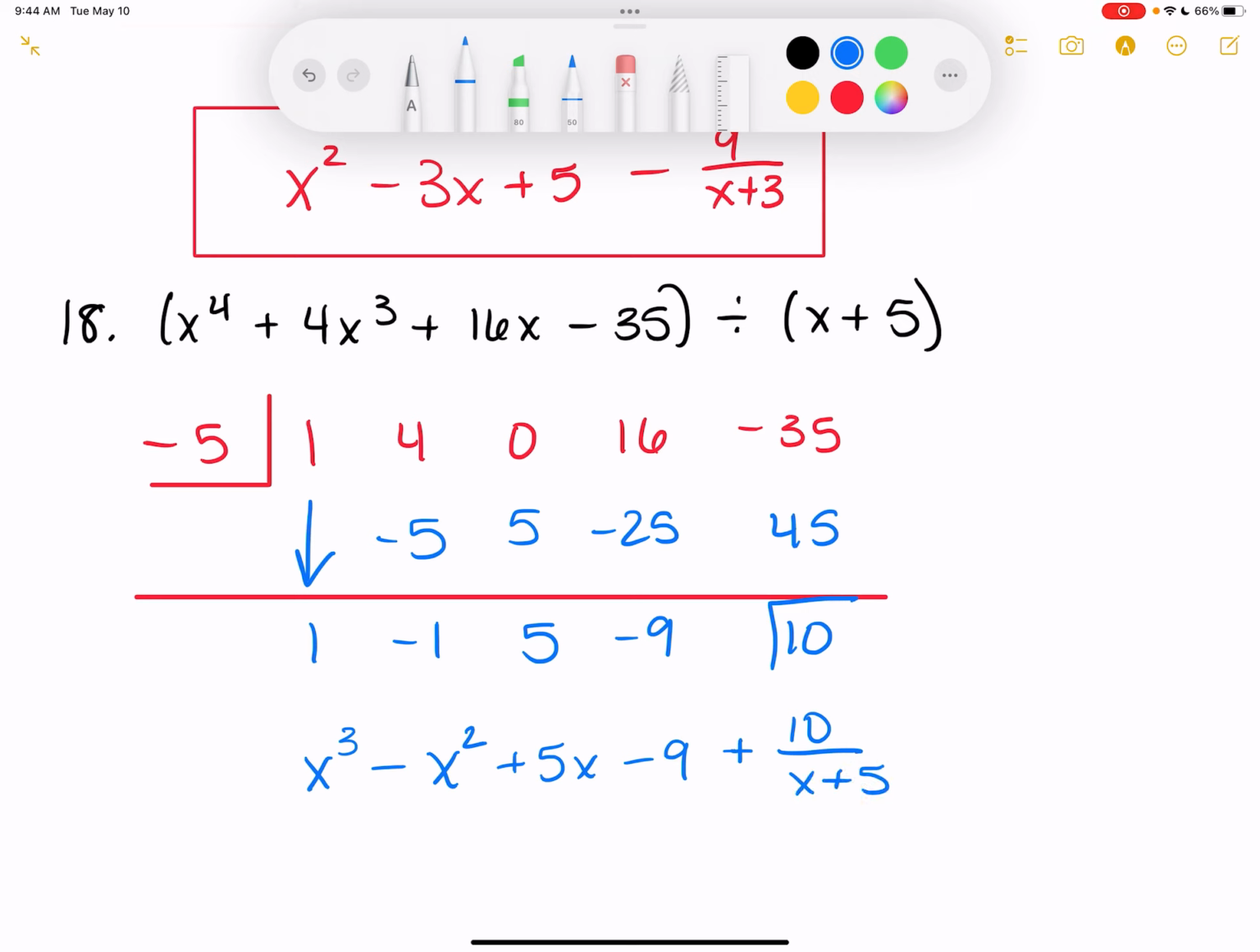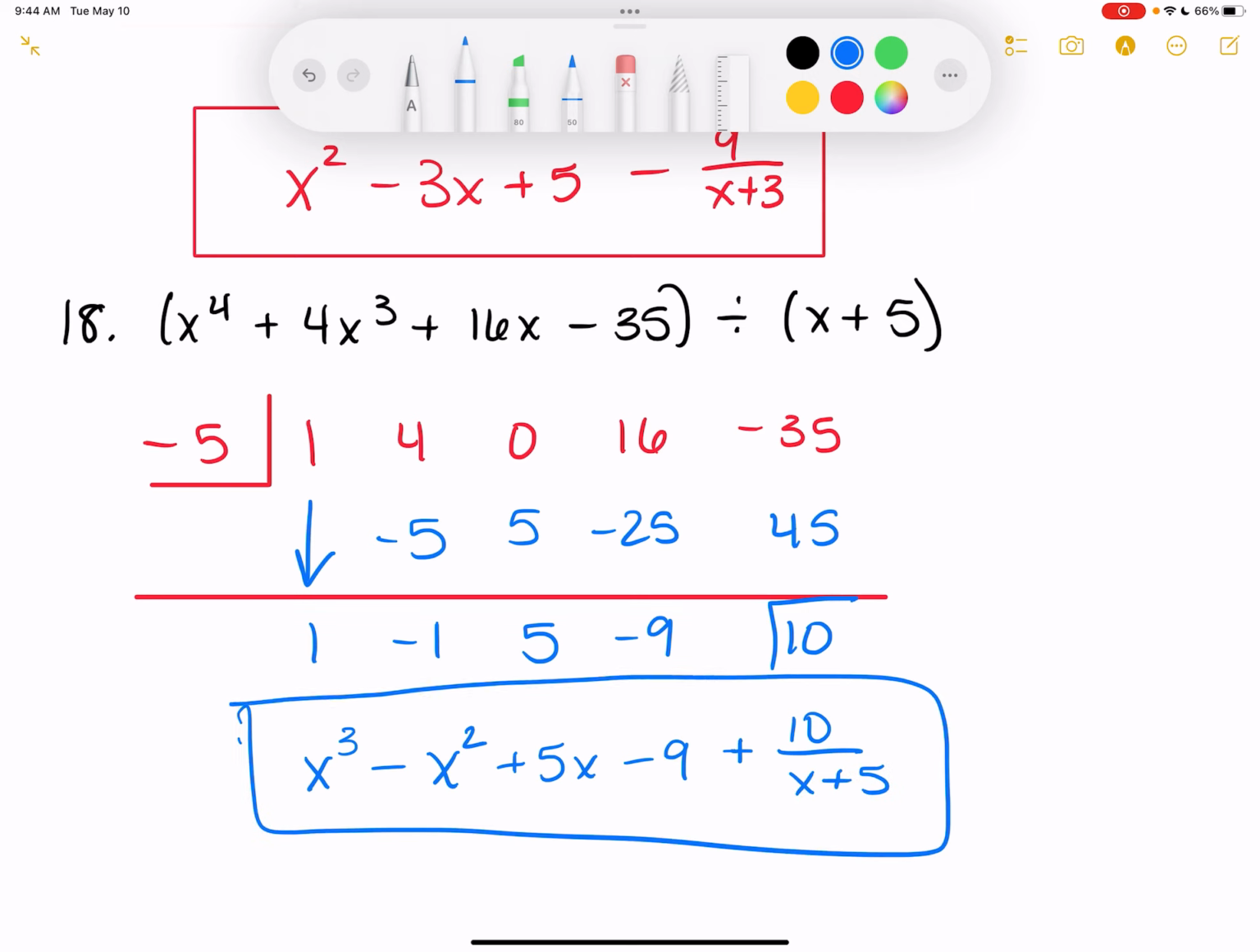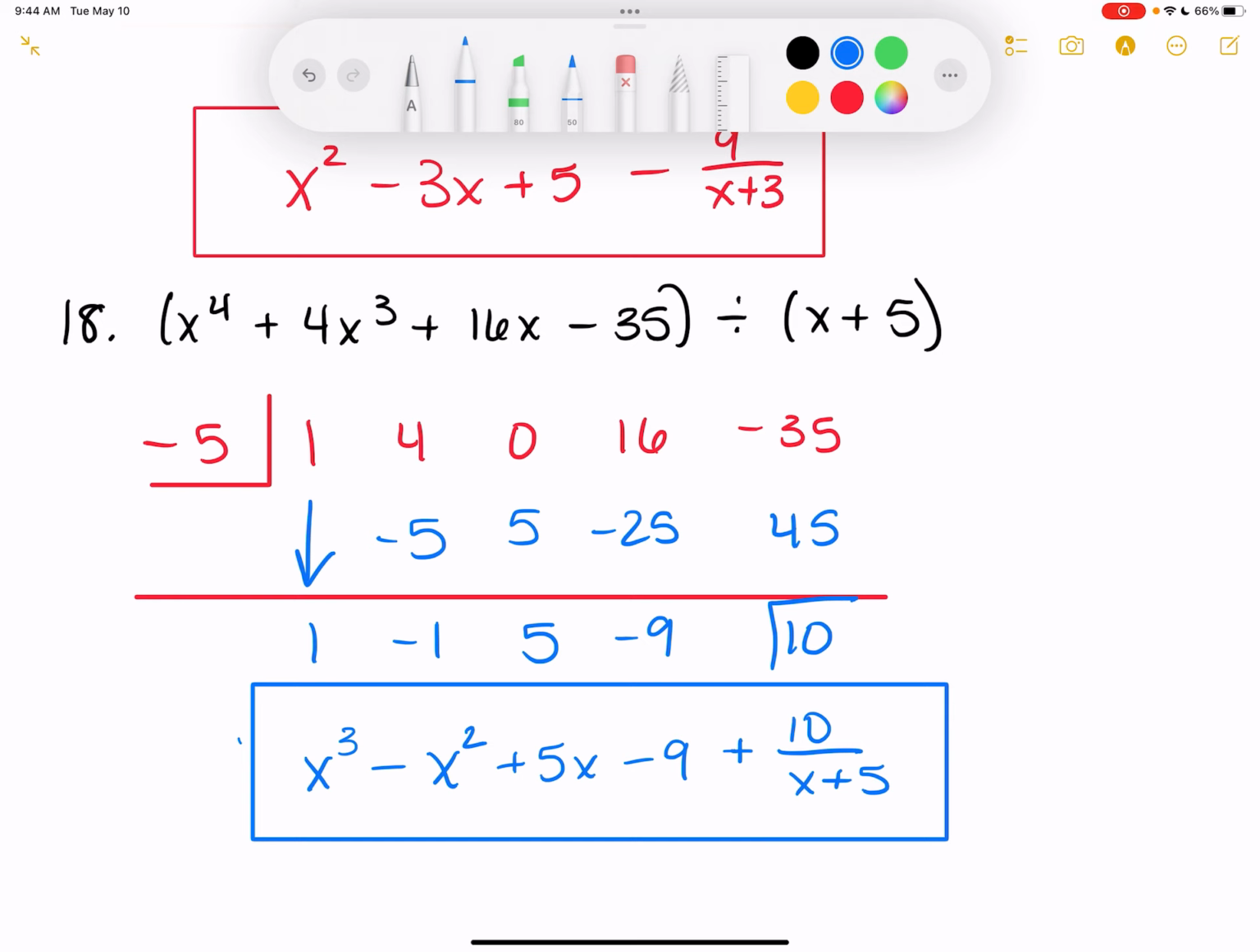Beautiful. I don't know where we were getting this then. I was like, weird.